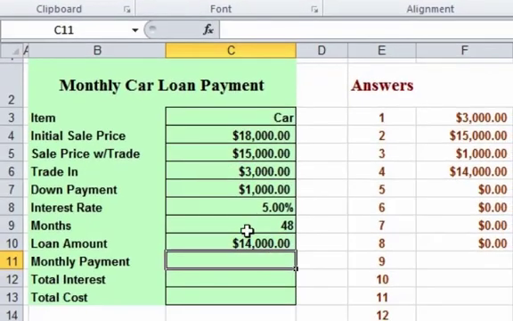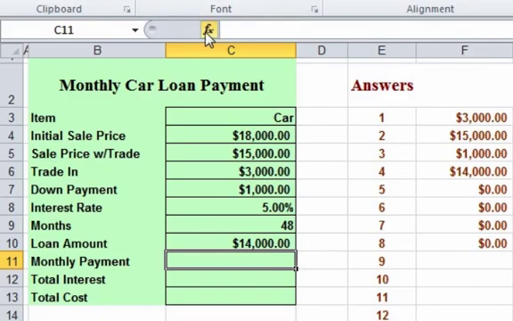Again, we could have just added this up, but now if we change any of these numbers, everything will recalculate for us. So we now know the loan amount is going to be 14,000 because we have a $1,000 down payment and the $3,000 trade-in. Now we're going to figure that in monthly payments over 4 years, 48-month payments, and we're going to use the PMT function to do this. So I'm going to go into C11. The earlier version I had said C9, but this should be C11 if you had an earlier worksheet.